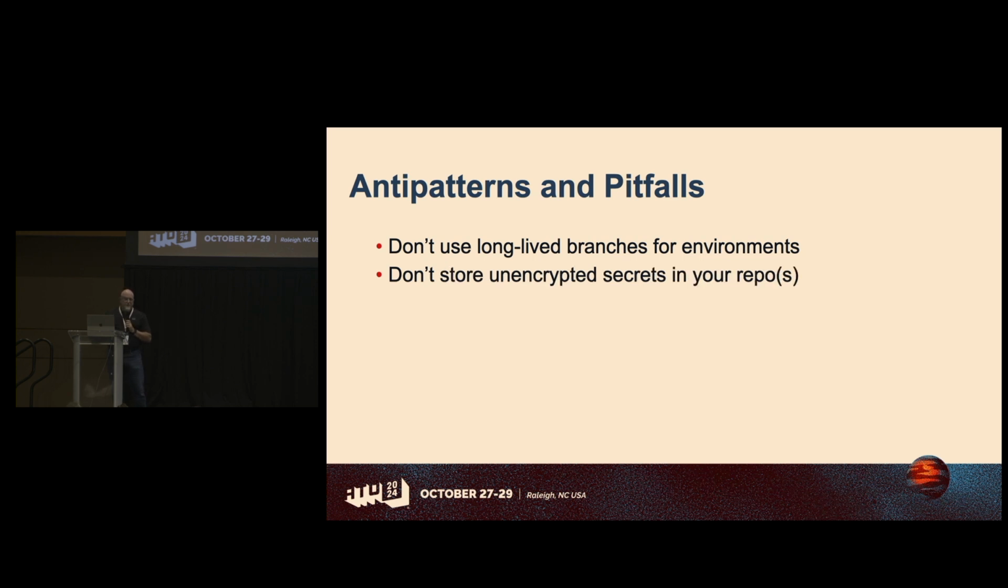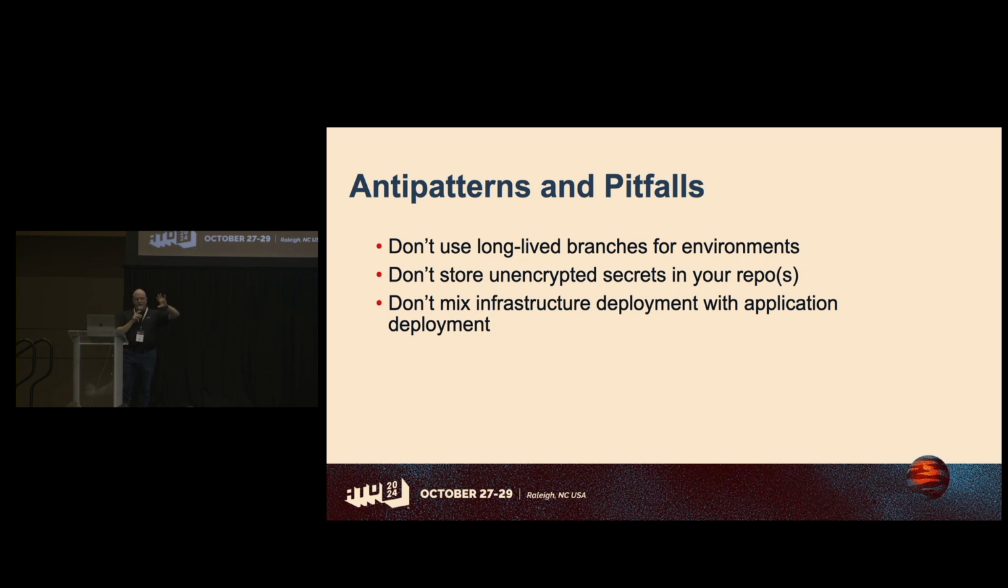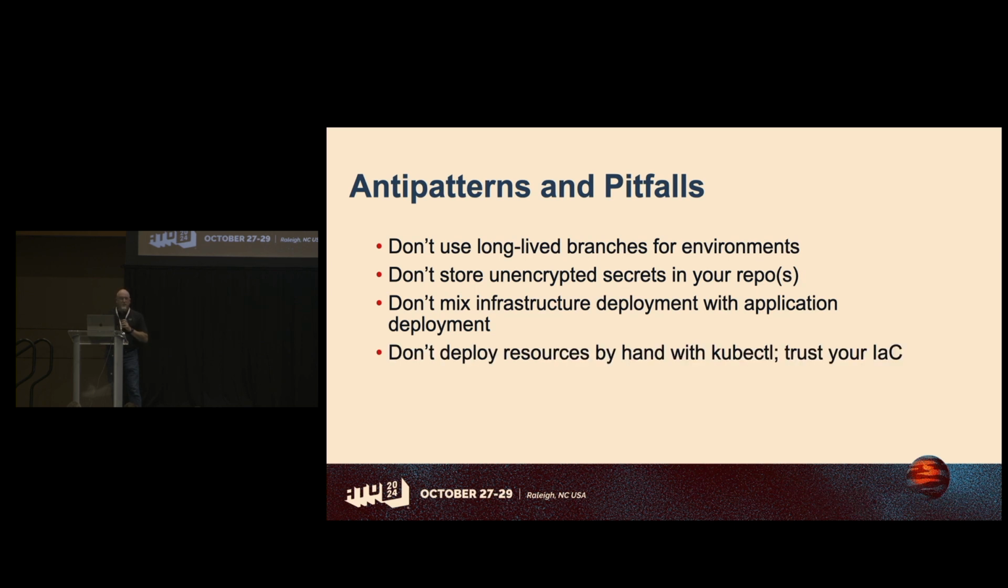Don't fall for the temptation. This should not have to be said, but don't put unencrypted secrets in your repos. Use sealed secrets or something analogous to that. Don't mix your infrastructure with application deployment. If you need network policies and all that stuff, do a PR for those, and then do a PR for deploying your application separately. It makes it a lot easier to debug later if they're not all mixed together. Don't deploy resources by hand with kubectl. If you've got Flux in the mix, you're going to confuse Flux and cause all kinds of problems. Trust your infrastructure as code process. Go through that process and let it handle the deployments.